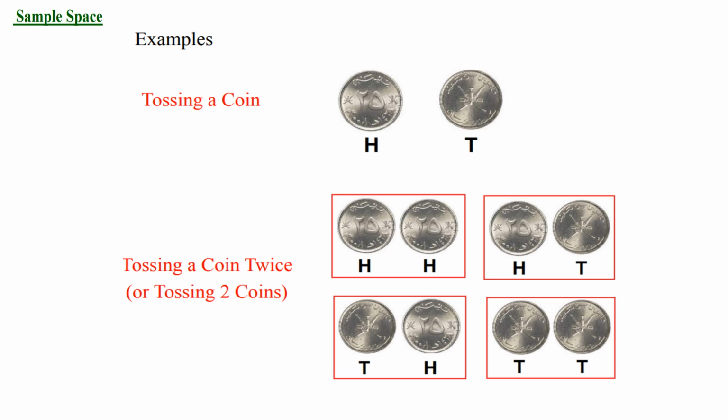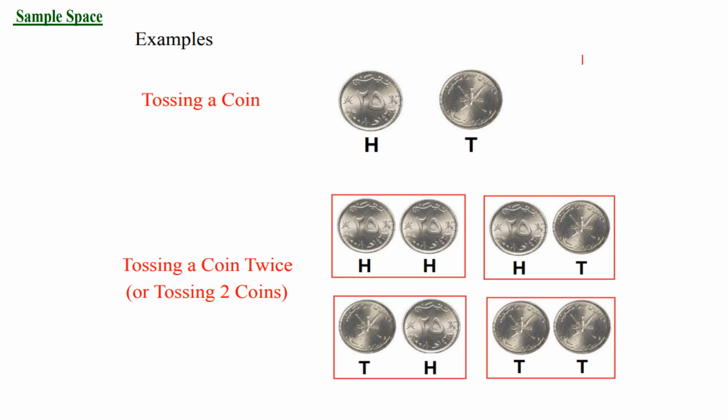Next, we're going to talk about the basic concept of probability with some examples, like tossing a coin. When you toss a coin, we have two outcomes, head and tail. Head we denote with the letter H, and tail with T. Now, tossing a coin twice, what are the outcomes? To get the outcomes, we can use a tree diagram. Let me explain the tree diagram for tossing a coin twice.